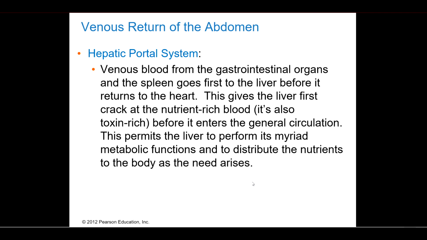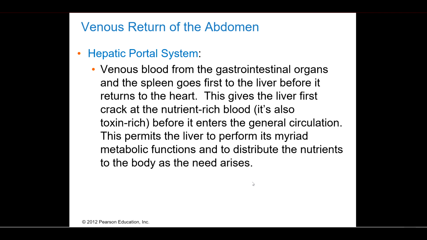So we're just saying we have to have that blood from the GI tract go to the liver, and then the liver will put it into the general circulation. This gives the liver first crack at the nutrient-rich blood, but also toxin-rich blood, right? The liver is going to make sure there's enough glucose, enough amino acids, enough fatty acids, and then it's going to send the blood out into the general circulation.